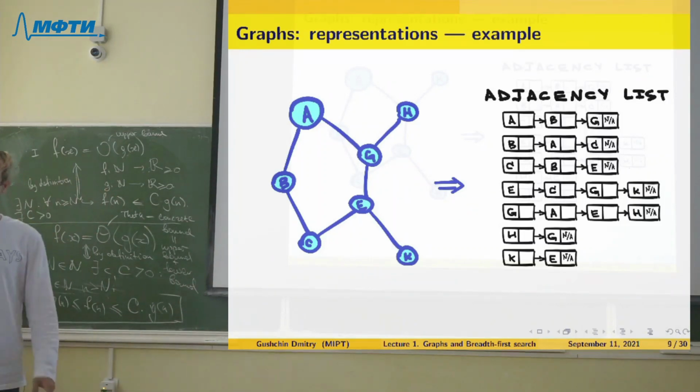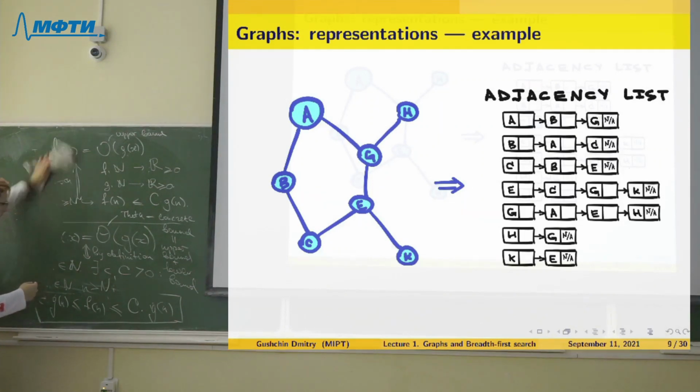Okay, and now I clear both, and we'll write down proof of theorem that the sum of degrees of vertices is equal to twice the number of edges. Okay? Can I clear? Yeah? Okay.